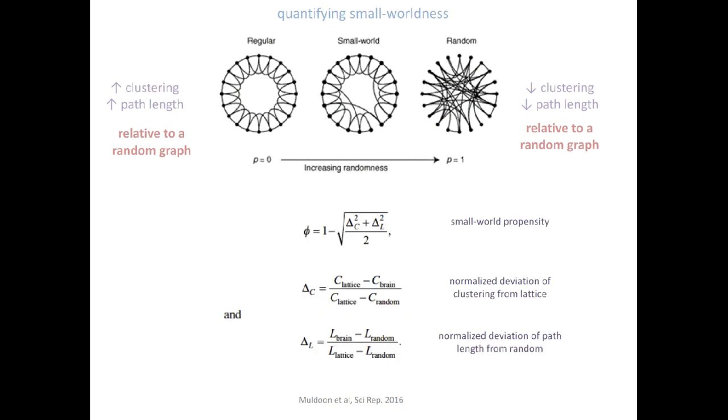Similarly, Sarah Muldoon and Danny Bassett have proposed an alternative measure called small world propensity, based on a roughly similar idea where you're looking at how the observed network matches up relative to either a lattice or a random network. So you're accounting for both of those benchmarks or both of these extremes. Well, what is it?